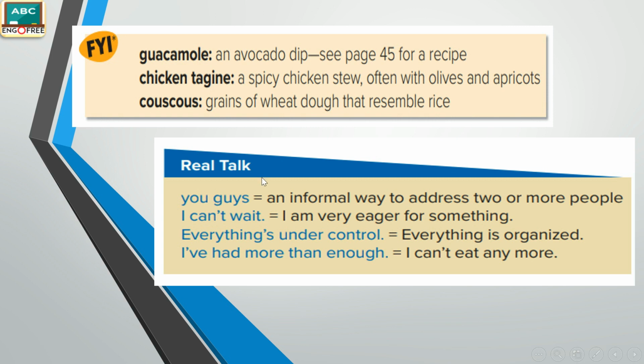Real talk. Look at the word with the blue color. You guys, it means an informal way to address two or more people. I can't wait means I am very eager for something. Everything's under control. It means everything is organized. I've had more than enough. That means I can't eat anymore.